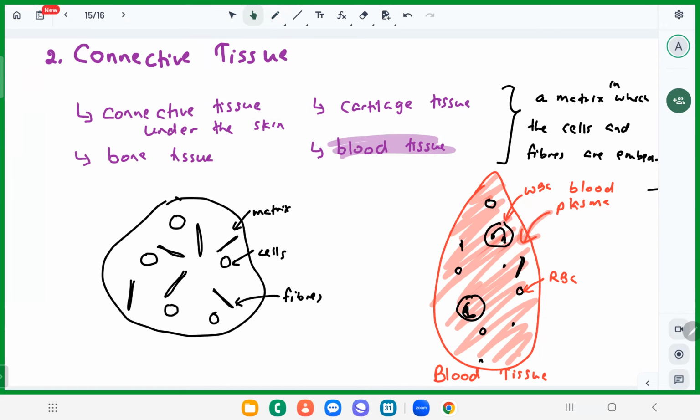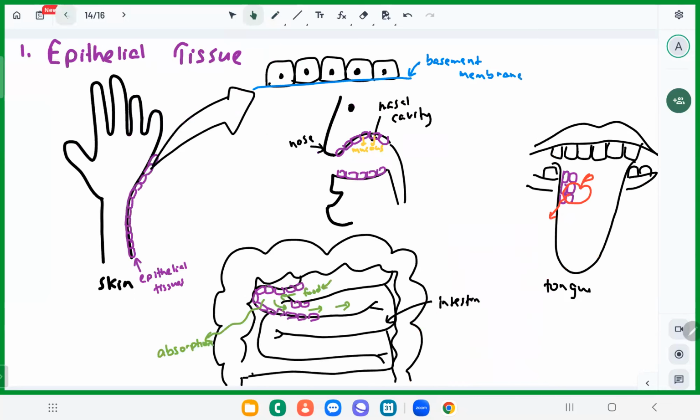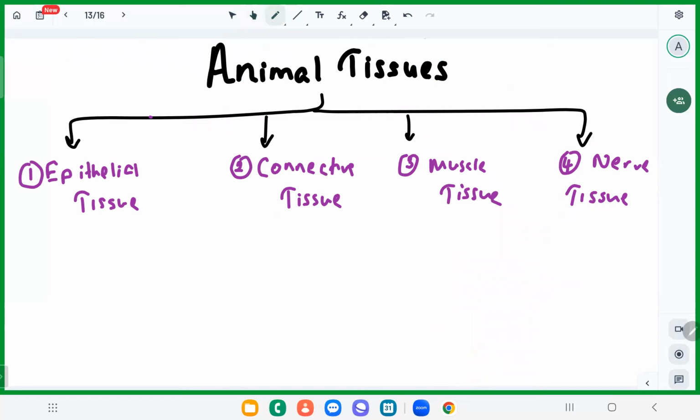So that's all you need to know about the blood tissue and connective tissues as a whole. So with that, we have completed the epithelial tissue as well as the connective tissue.